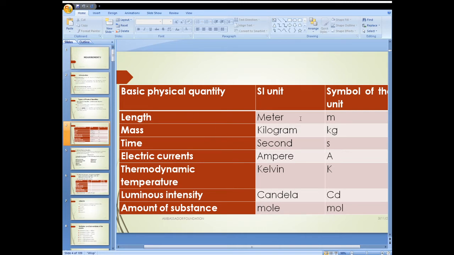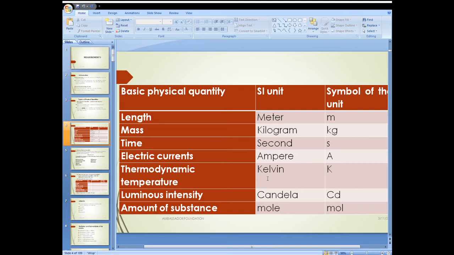So length, the SI unit is meter, and the symbol is small m. Mass, the SI unit is kilogram, and the symbol is kg. Time is second, the symbol is small s. Electric current is ampere. Take it very seriously, it is capital A. Thermodynamic temperature, or simply temperature, Kelvin, capital K. Luminous intensity, candela, capital C, small d. Amount of substance, mole, mol is the symbol of mole. So those are the 7 basic physical quantities that you are supposed to know.